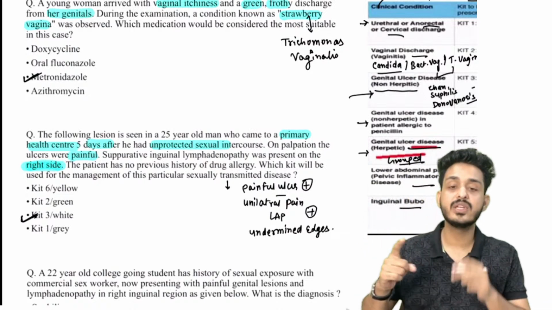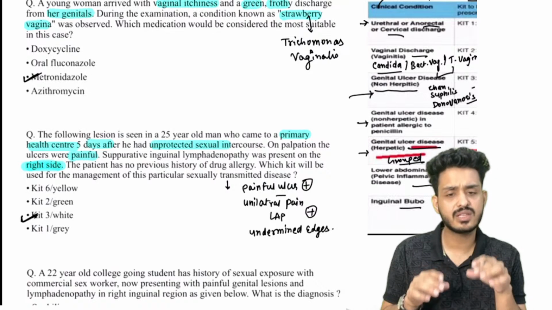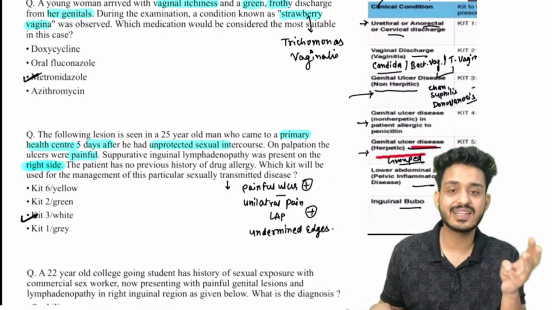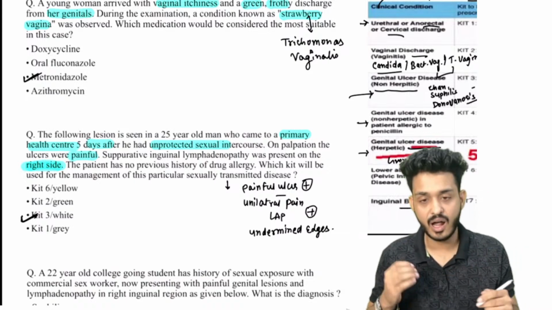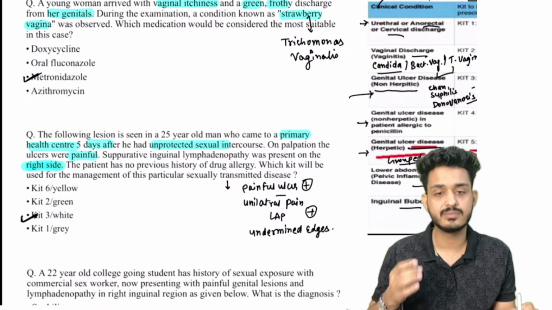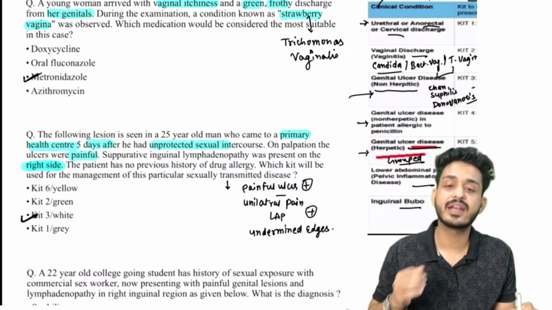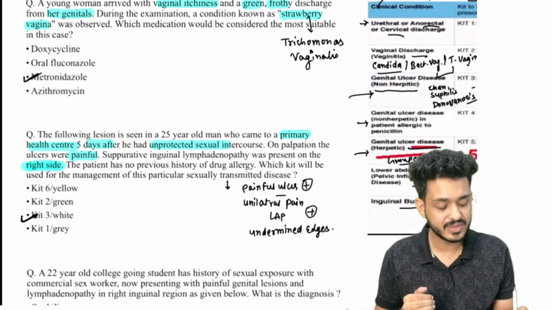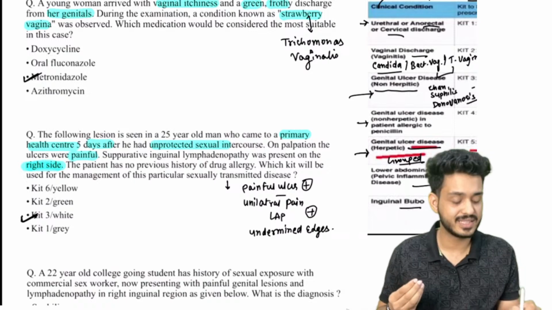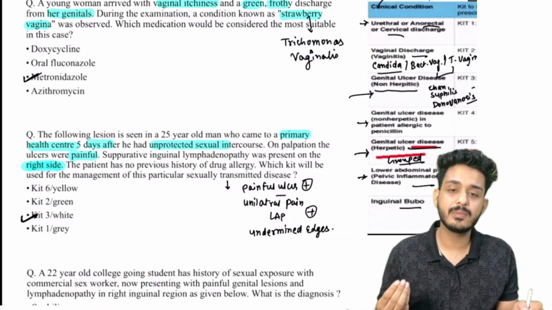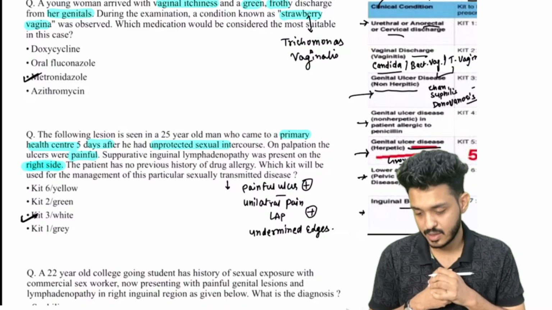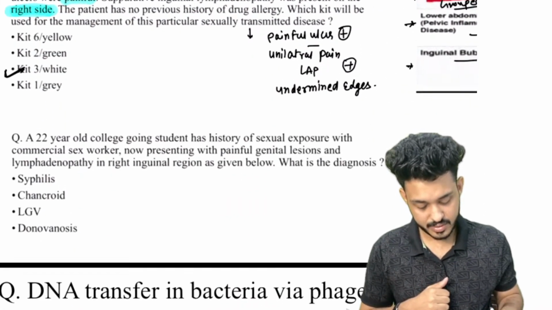Kit number 1 will be urethral discharge, any kind of urethral, cervical, anorectal discharge. Kit number 2 will be vaginal discharge, and kit number 3 will be genital ulcers. Kit number 4 will be genital ulcers in patients allergic to penicillin, and kit number 5 will be ulcers where we will be using acyclovir, that means herpetic ulcer. Then we have lower abdominal pain only, and lastly we have inguinal buboes. Clear, guys? Understood? Try to solve this particular question.